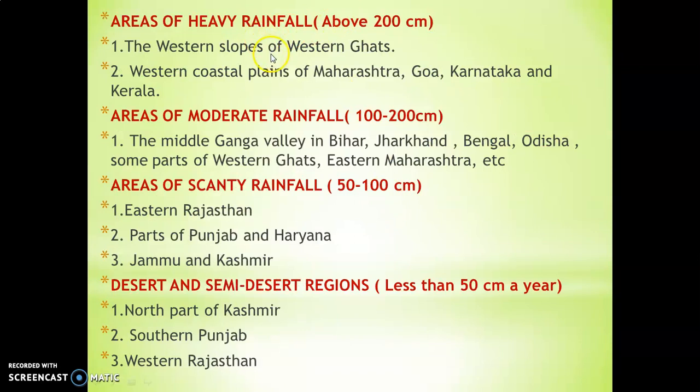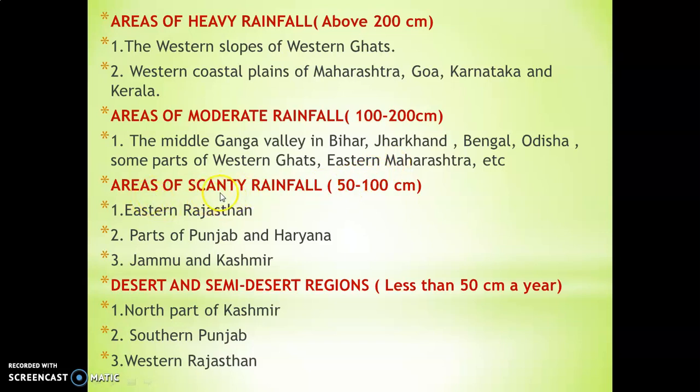So we have divided areas on the basis of rainfall. Areas of heavy rainfall, above 200 centimeters. Which areas come under this category? Western slopes of the Western Ghats, meaning the west part of Maharashtra, west side of Goa, west side of Karnataka and west side of Kerala receive more than 200 centimeter rainfall. Areas of moderate rainfall, 100 to 200 centimeter: Middle Ganga Valley in Bihar, Jharkhand, Bengal, Odisha, Western Ghat, Eastern Maharashtra.